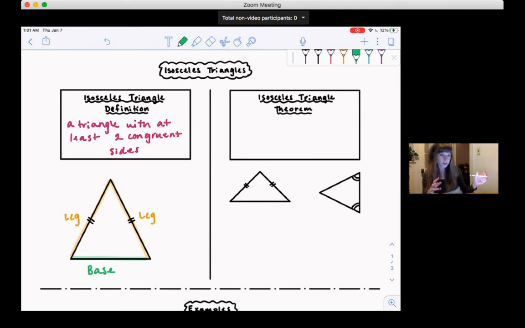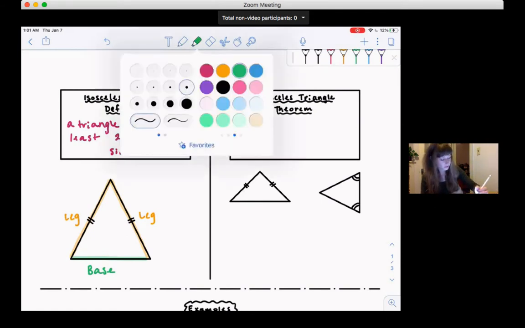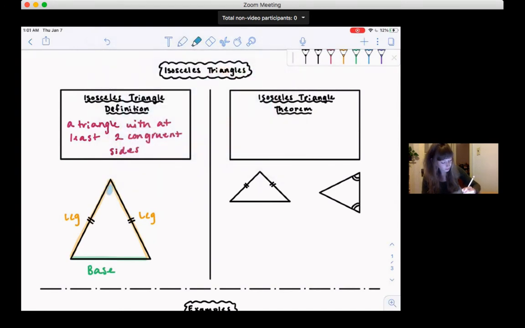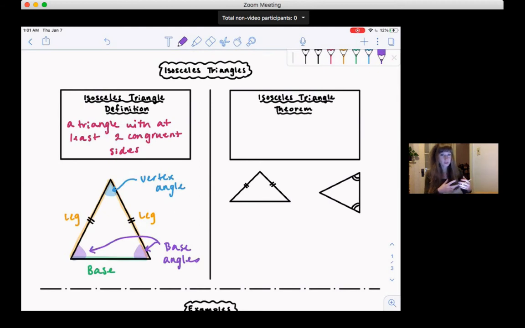And then we also categorize the angles. So the top angle, this angle up here, this is called the vertex angle. And then the two angles that are touching the base, so this angle down here, and then this angle down here, those are called base angles because they're touching the base. Okay, so for sides, we have two legs and a base. For angles, we have one vertex angle and two base angles.